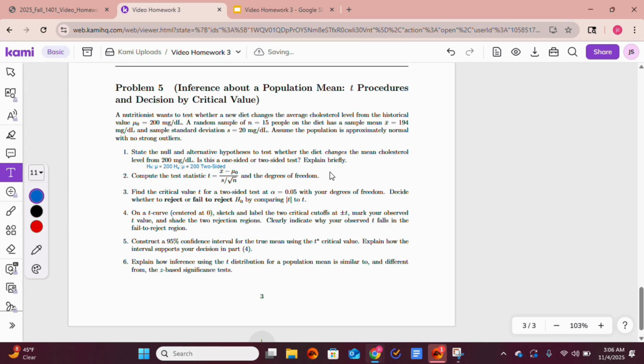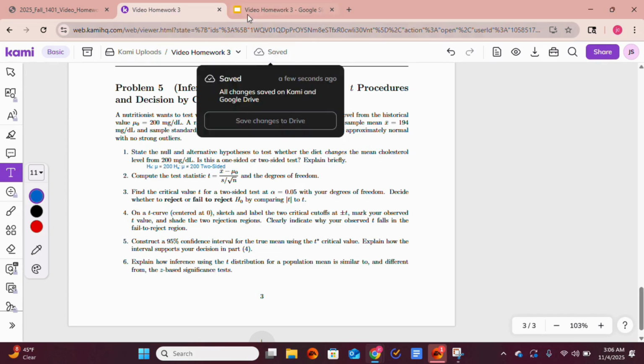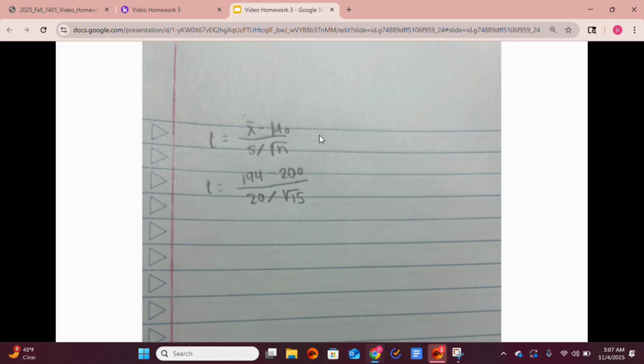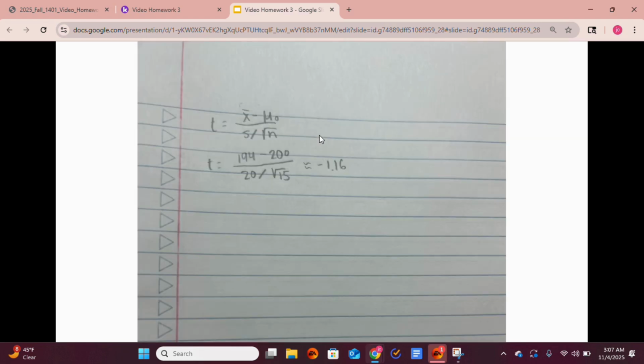Moving on to question 2, it tells us compute the test statistic and the degrees of freedom. First, we would set up the equation t equals sample mean minus the hypothesized population mean over the sample standard deviation divided by the square root of n. Then we plug in our values to make it 194 minus 200 over 20 divided by the square root of 15. That would give us approximately negative 1.16 as our answer.